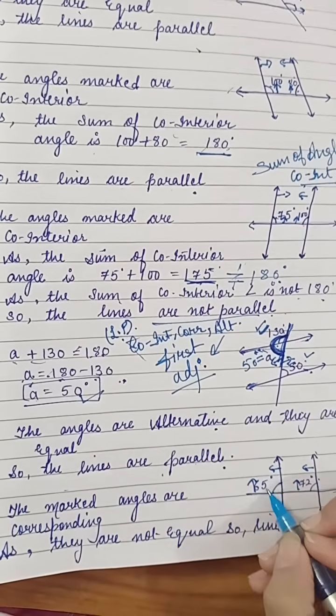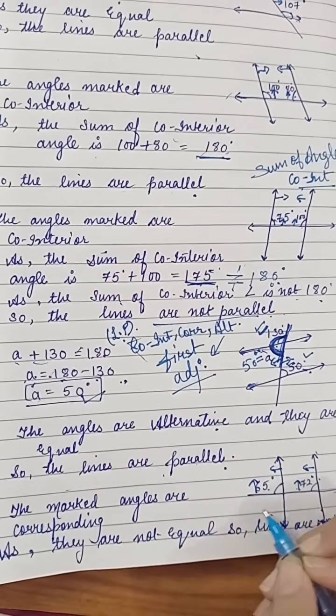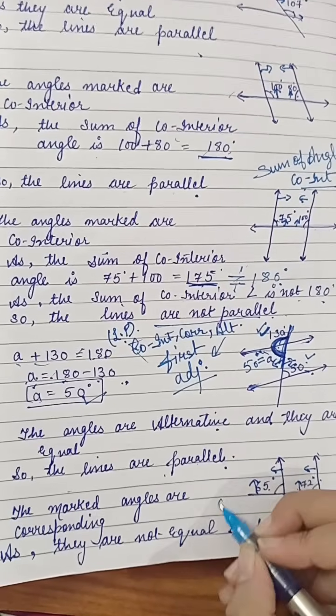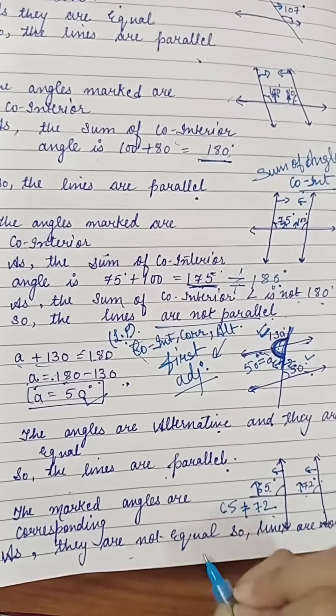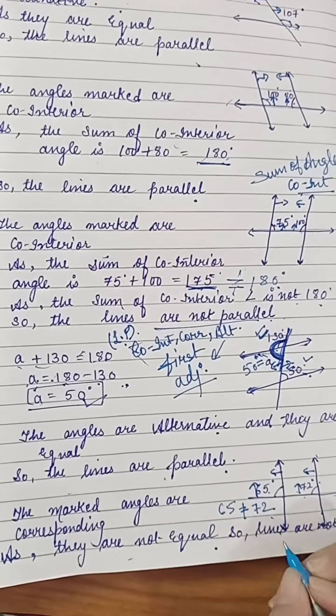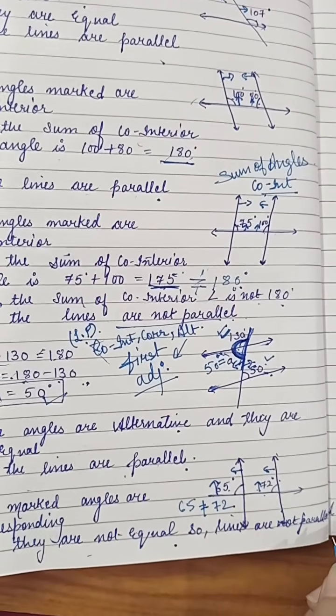Are they equal or not? Corresponding angles must be equal, but they are not equal. 65 is definitely not equal to 72. Since they are not equal, therefore the lines are not parallel. Okay.